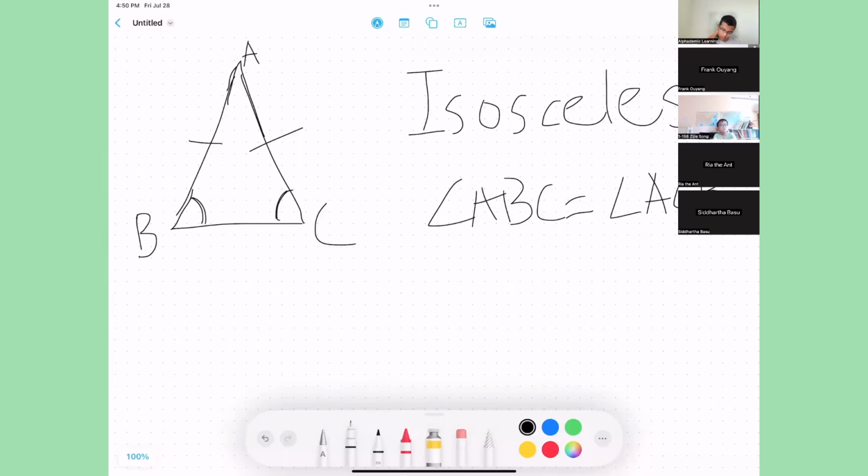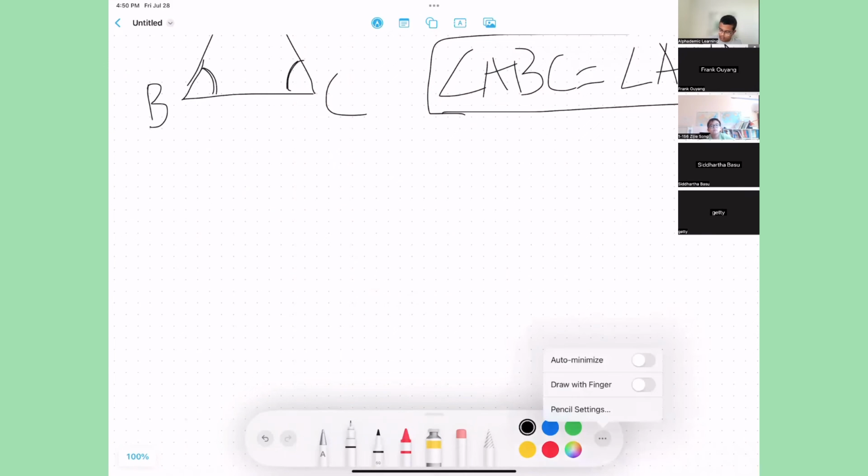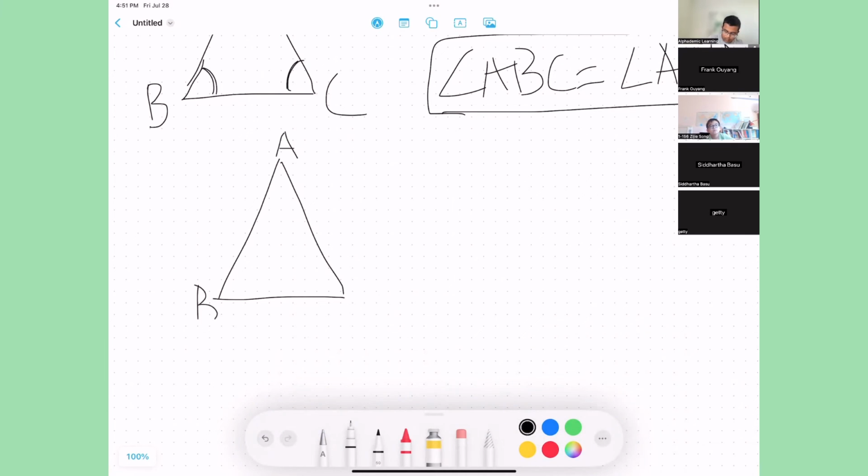So this is a type of isosceles triangle. And if you want me to prove that these two angles are in fact equal in an isosceles triangle, here's the proof. Let me redraw the triangle. You have something like this, and A, B, C, right? And AB equals AC.